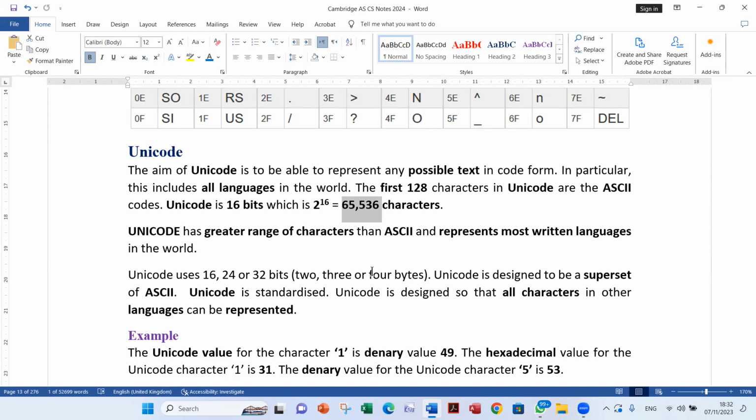And then 16 bits is big enough, because 2 to the power of 16 is 65,536 different characters. And it can accommodate all written languages in the same code. However, if they ask you, I will go now and read everything. They may ask you, what is the disadvantage of using Unicode?